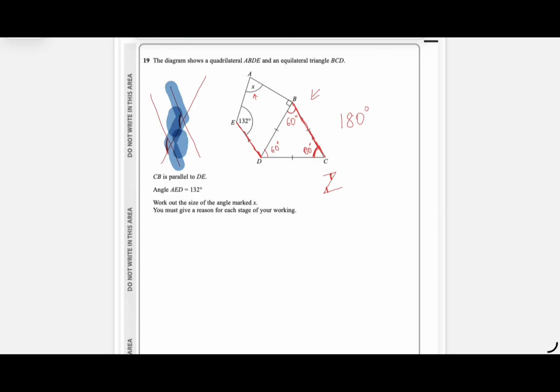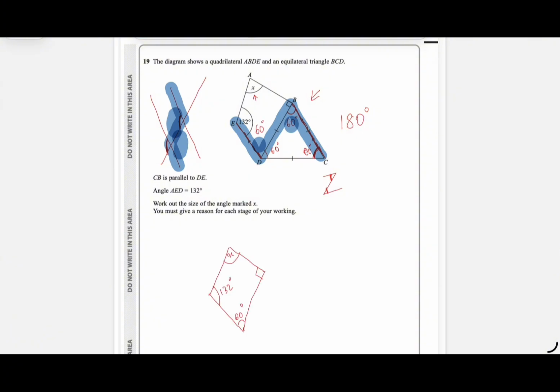So if you can recognize the Z, so we know the inside of this here is 60, so the inside of here will also be 60. I hope that makes sense. So I've redrawn the shape over here. So if the inside is 60 degrees, finding X should be easy.